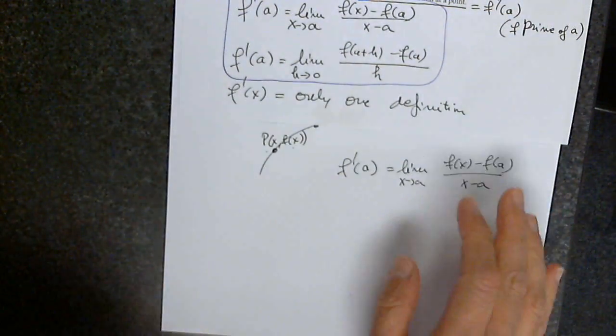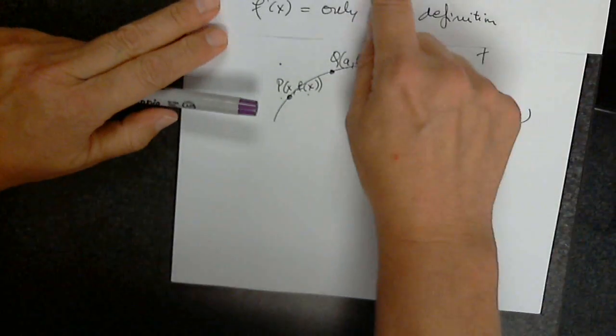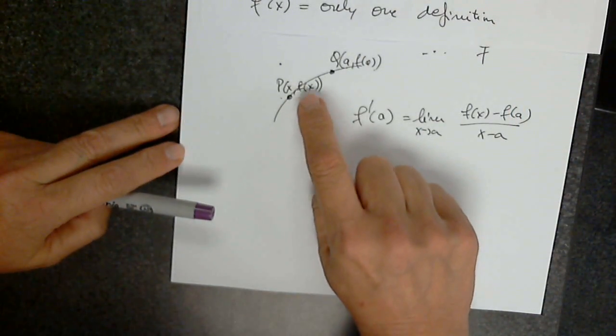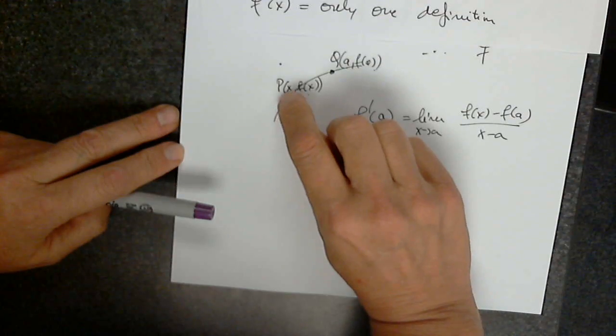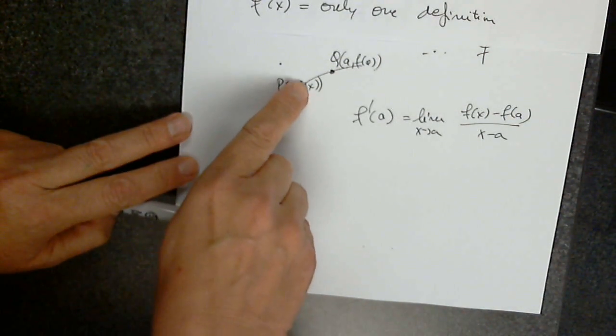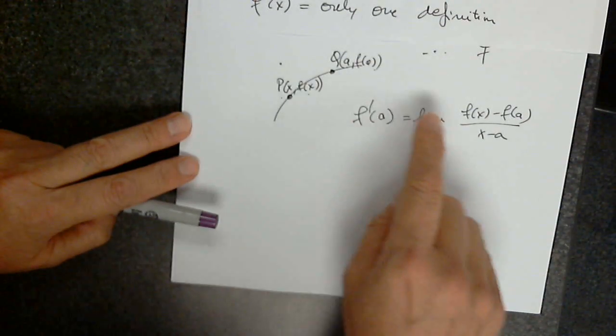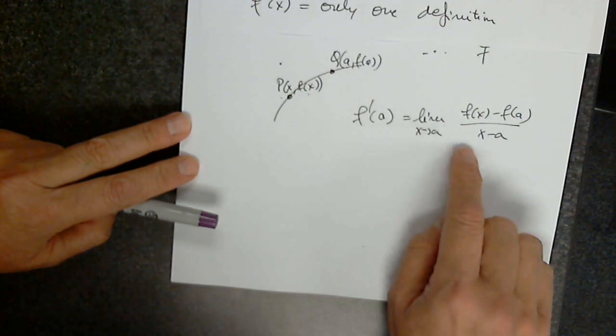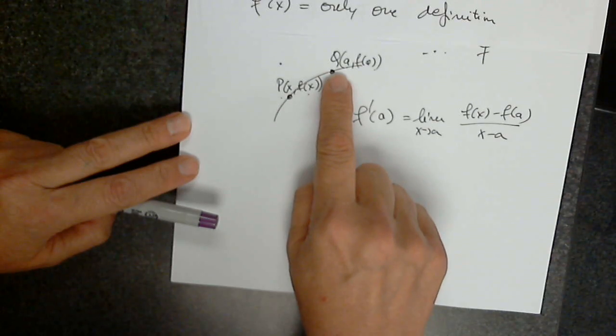They mean the same thing. So this is the meaning of the first one. The limit as I bring this point p next to or close to q as x approaches a. So I'm moving p closer and closer to q. So f of x minus f of a over x minus a, that's the limit as x approaches a.